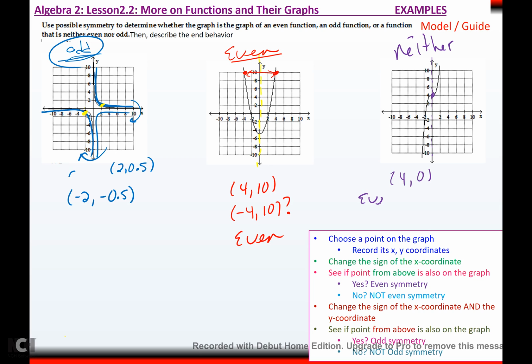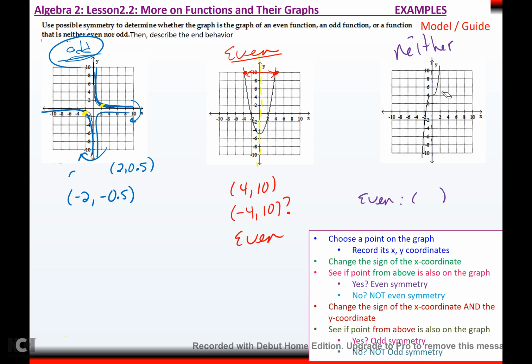If I want to check for even, change the sign of x. (-4, 0). That point is (0, 4). So to change the sign of, well, I guess you shouldn't pick 0 because you can't change the sign of 0. 0 is neither positive nor negative. Let's pick a different point.